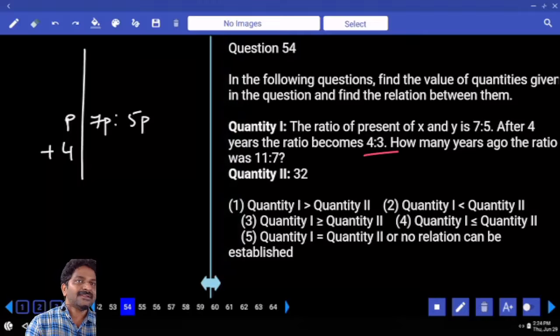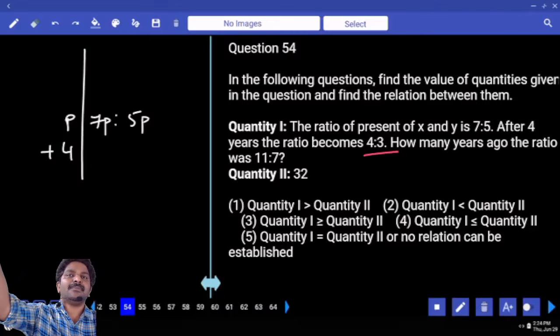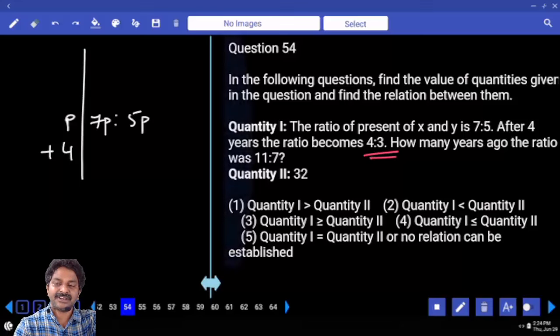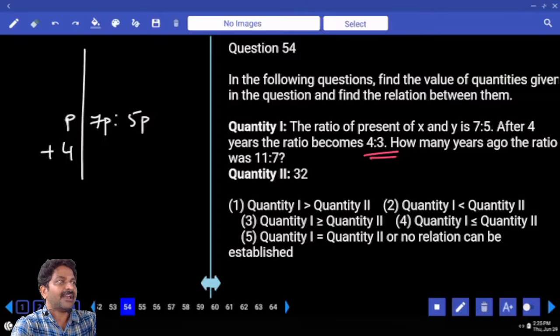Correct? So after some years, the age must be more than the present age or less than the present age? But the present age of the first person is how many parts? Ideally it has to be more than 7 parts, right? But how much is mentioned in the ratio? 4:3. That means 4 parts only. It has to be more, right? So what we'll do? Multiply it with 2.